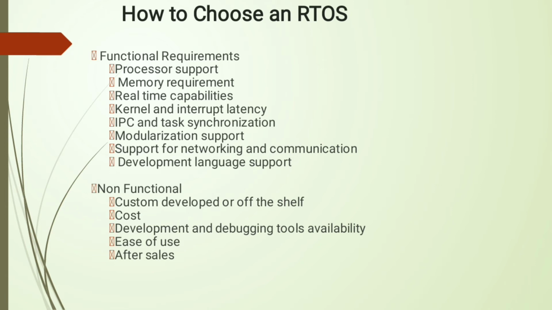For an embedded system whose response requirements are high, we need to make this latency as minimal as possible. So we need to consider certain OS which has the interrupt latency as small in number. The next one is the inter-process communication and the task synchronization.